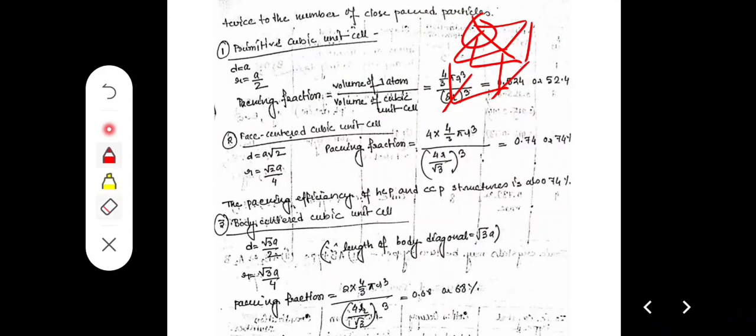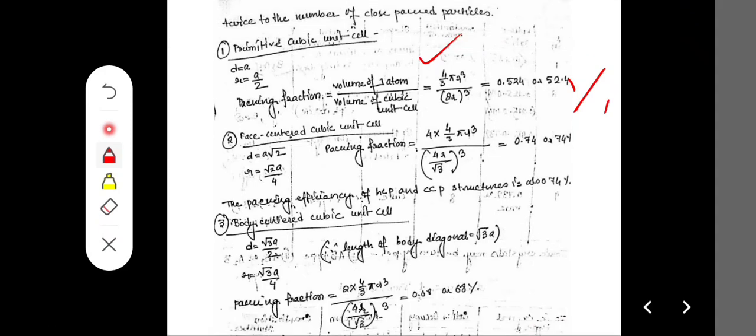Now packing fraction equals volume of atoms by volume of the cubic unit cell, that is 4 by 3 pi r cube, where r is the radius of the particle, by 2r cube. That should be 0.524. As a percentage, that is 52.4%.